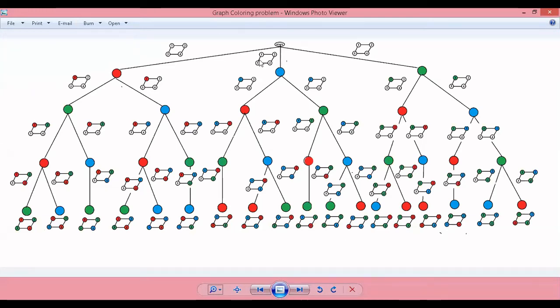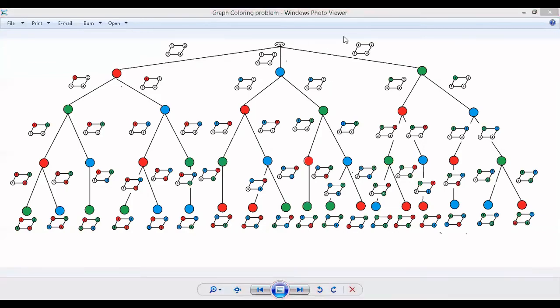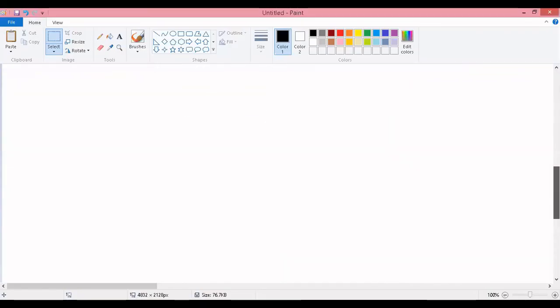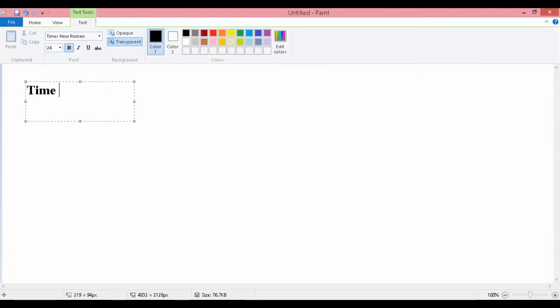Okay, now I'll proceed to the next step. I'll share one more screen now, going to this Paint screen. Here, the time complexity of this graph is given to be big O of n times m to the power of n. This is the time complexity given.